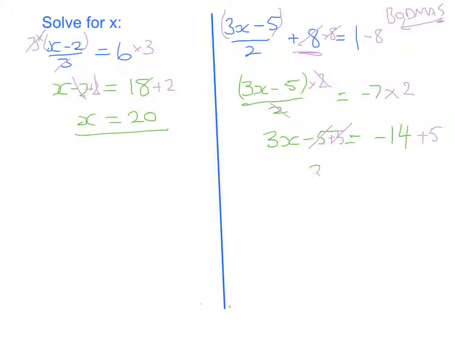Leaves us with 3x only on the left hand side. Minus 14 plus 5 is minus 9 on the right hand side. And finally we're left with a 3 times x, opposite of 3 is divide. So we're going to divide both sides by 3. Cancels that down. And we have x is equal to negative 9 divided by 3 is negative 3. And that's our answer for this one. And we'll go on to the next page.